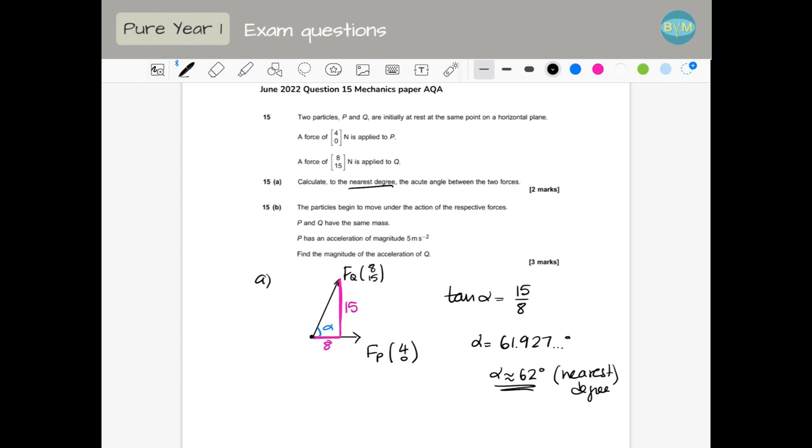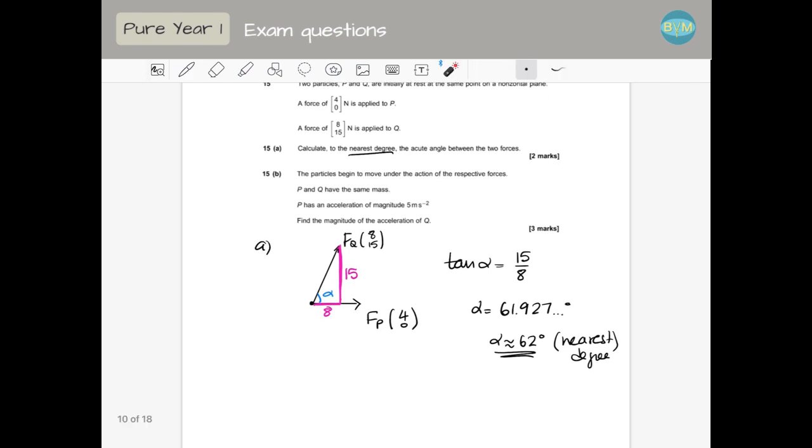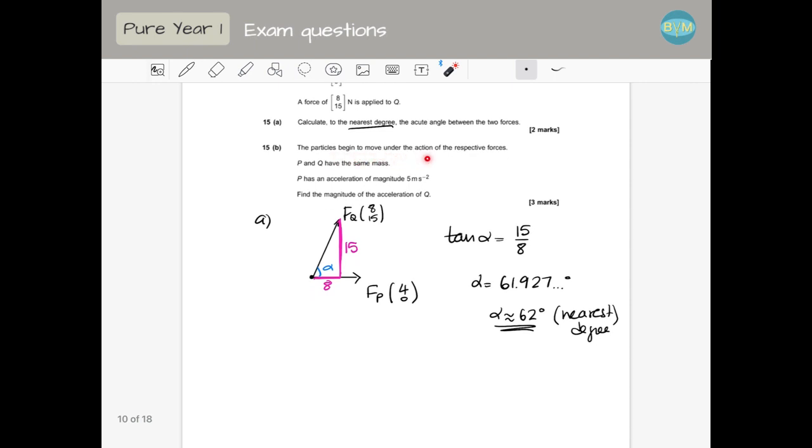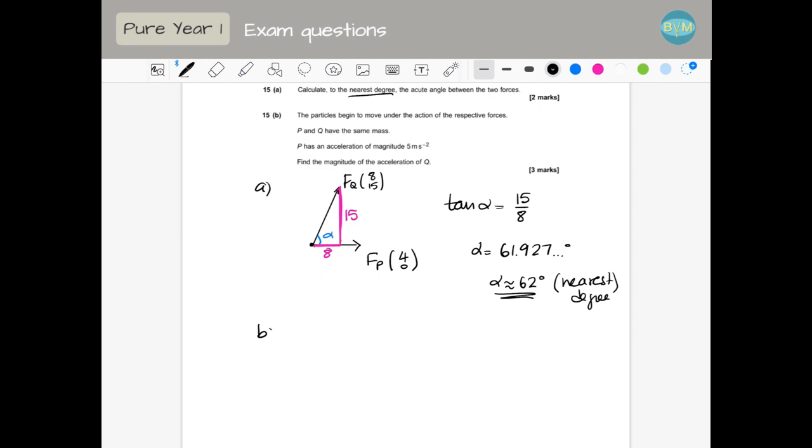Then part B says the particles begin to move under the action of their respective forces. So this particle P is moving this way, this particle Q is moving that way. P and Q have the same mass. P has an acceleration of magnitude 5 meters per second squared. Find the magnitude of the acceleration of Q. So if we have the force, we know force is mass times acceleration, and we need the magnitude of the acceleration for Q.